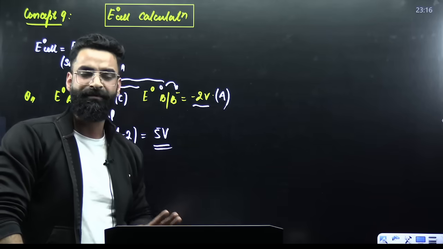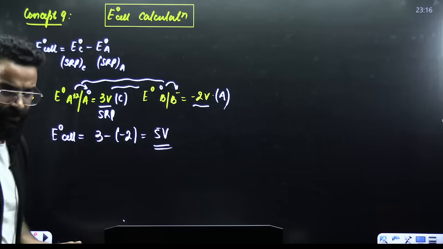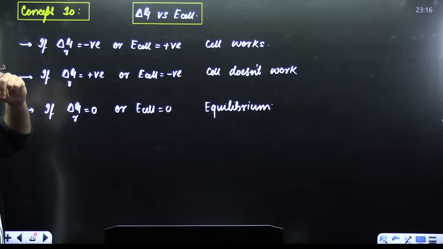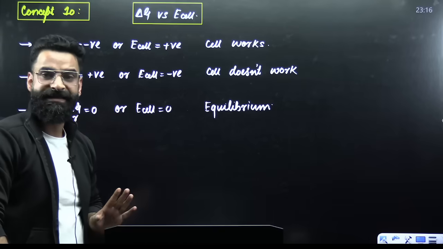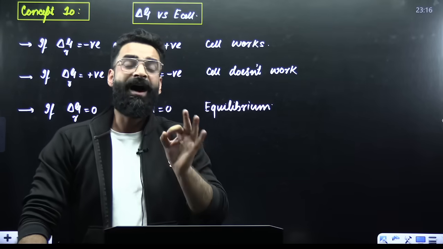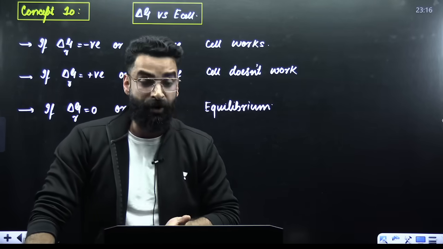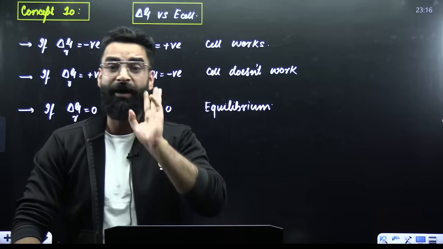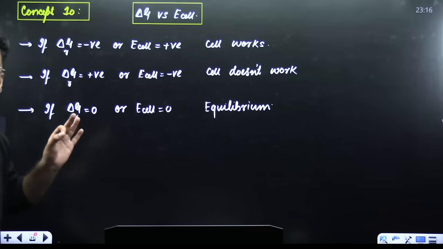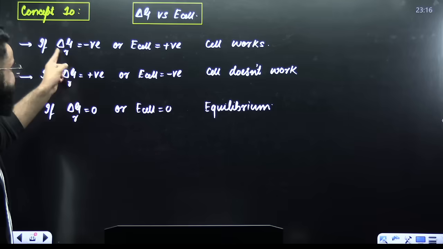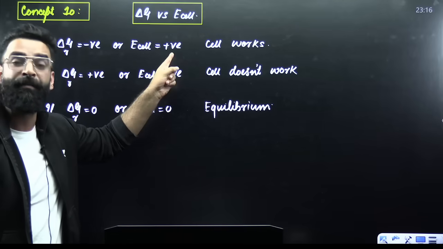Again, a question can be asked from this, and these are the easy questions which I'm showing you right now. Concept number 10. What is that? Delta G versus E cell. Sometimes they'll ask you whether the cell will be working or not. You have to remember a few conditions. What is that? Any cell, my dear students, whose delta G will be negative or E cell will be positive.